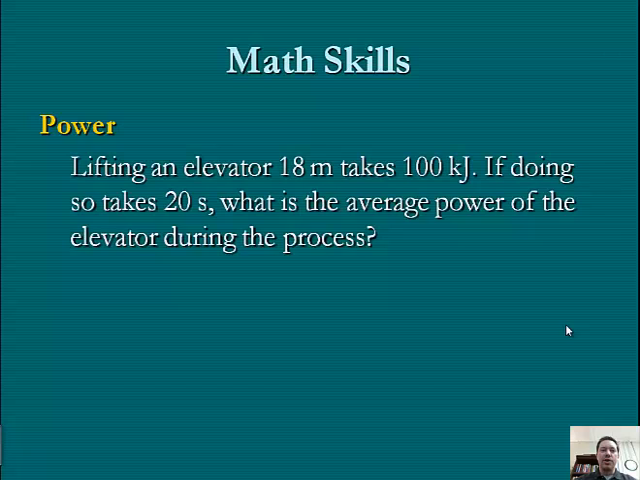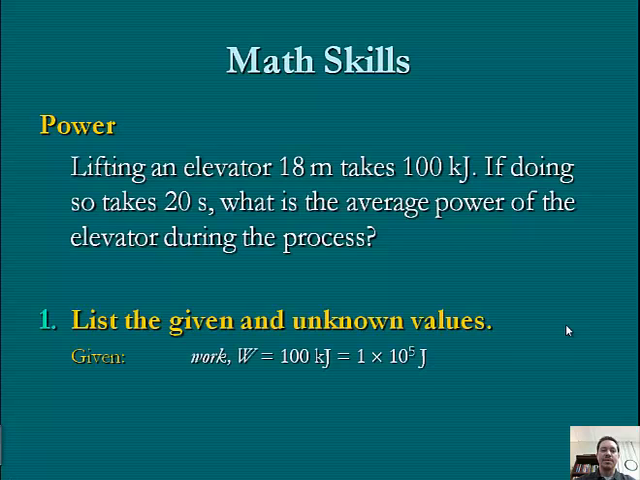Alright, so lifting an elevator 18 meters takes 100 kilojoules. If doing so takes 20 seconds, what's the average power of the elevator during this process? So we're going to list what we know. Work is equal to 100 kilojoules, which we can change to 1 times 10 to the 5th joules, or 100,000 joules. Our time is 20 seconds, and our distance is 18 meters.